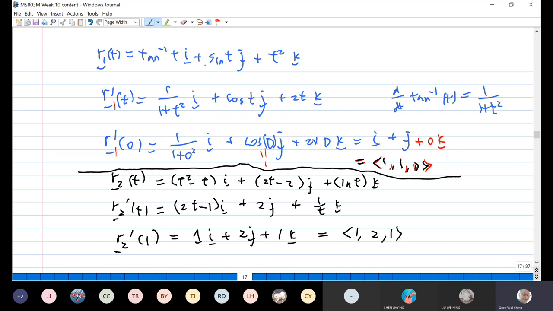So I have found the two tangent vectors now. What they want is the angle between them. They did not ask you to find the tangent line in this case. They ask for the degree measure, so we do not need to worry about the equation of the line now. We want to know the angle between two vectors.